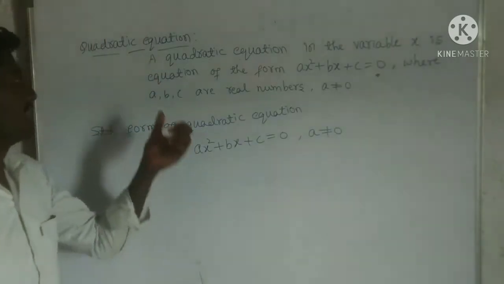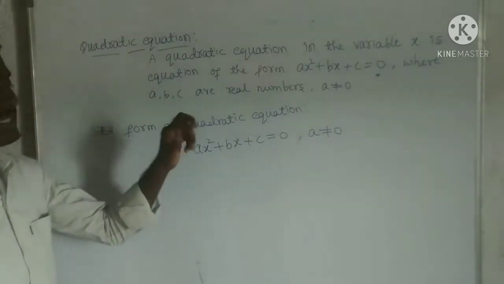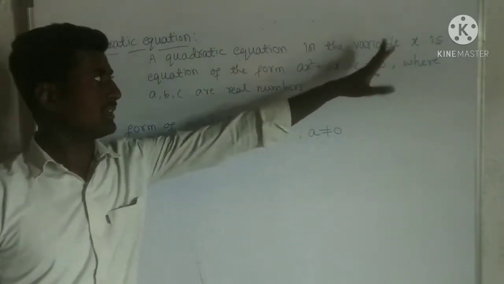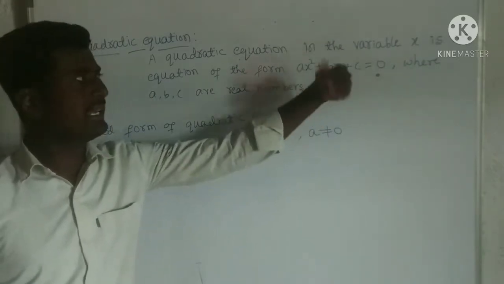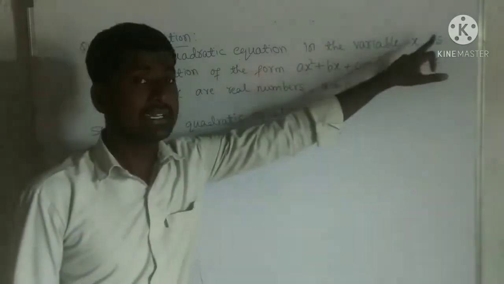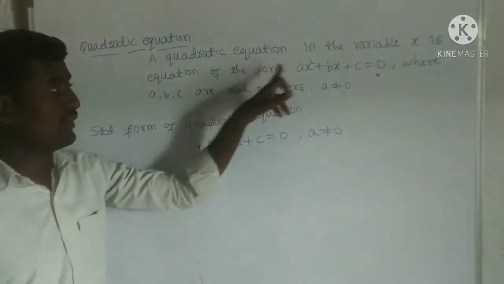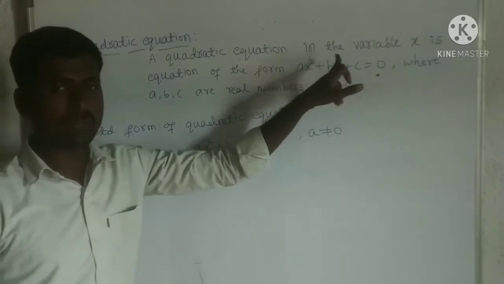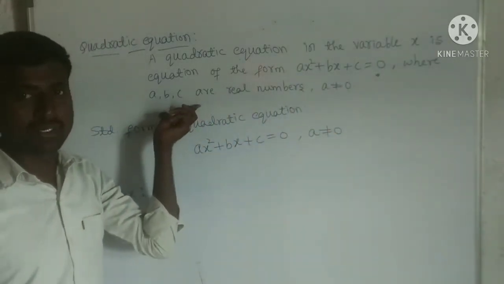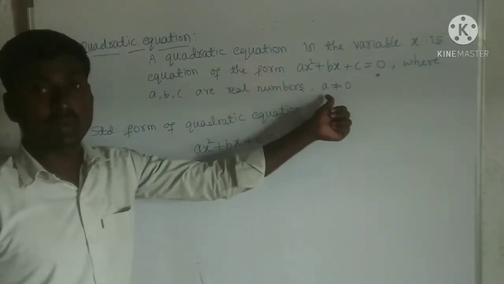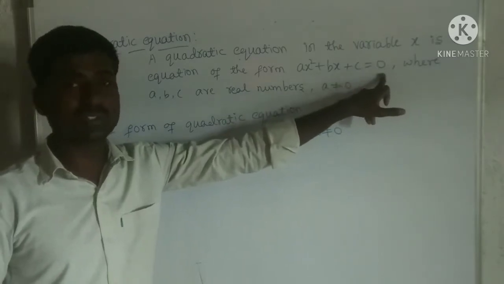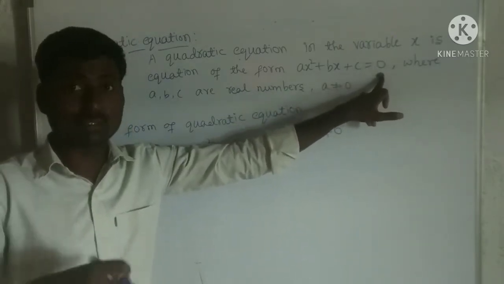Now you write the definition of a quadratic equation. A quadratic equation in the variable x, so here I have taken the variable as x. You can take any other variable, s, t, y. It is an equation of the form ax square plus bx plus c is equal to 0, where a, b, c are real numbers and a should not be equal to 0. This is very important. And you must write equal to 0. If you write equal to 0, then it is a quadratic equation.